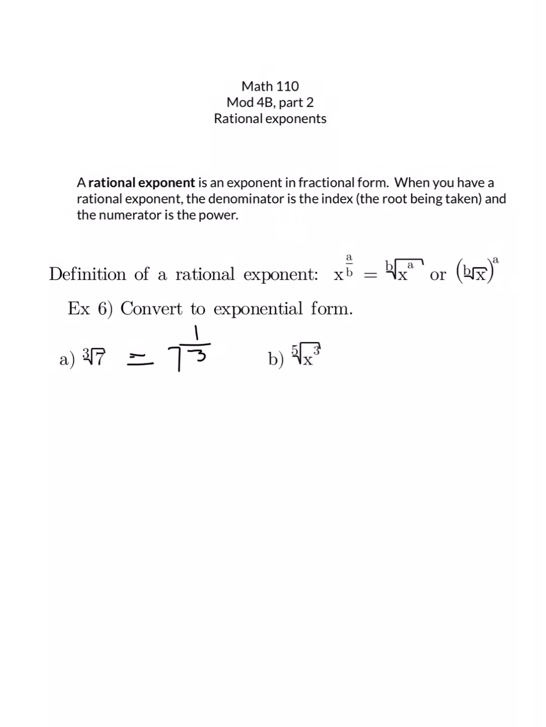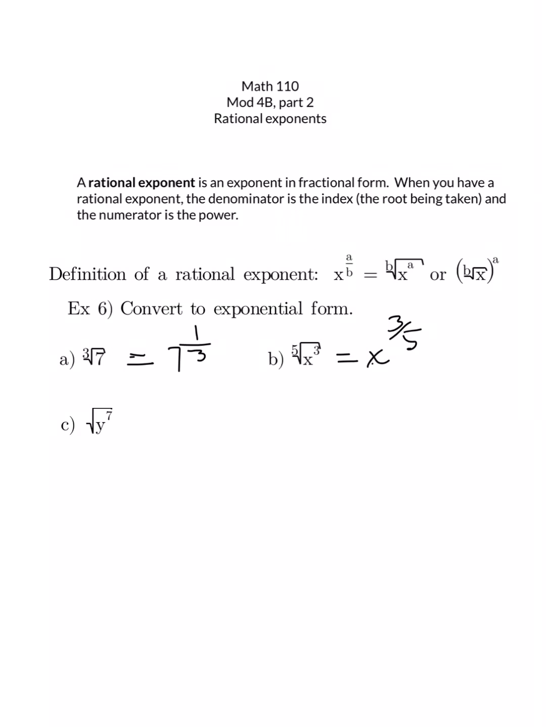For our next example, we have the 5th root of x to the 3rd. Our base is what's inside the radical, which is the x. The numerator is the power on x, which is 3. The denominator is the root we are taking, which is 5.